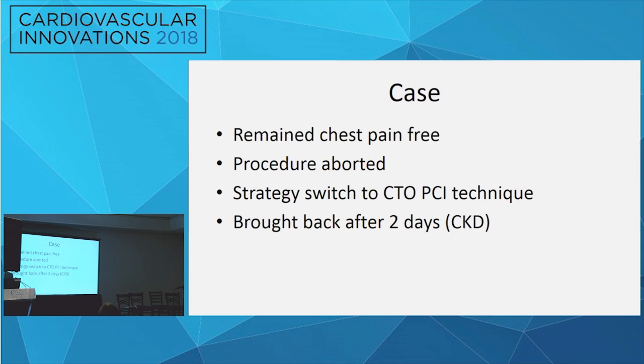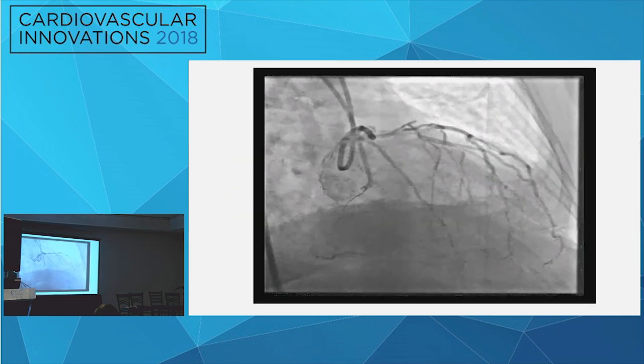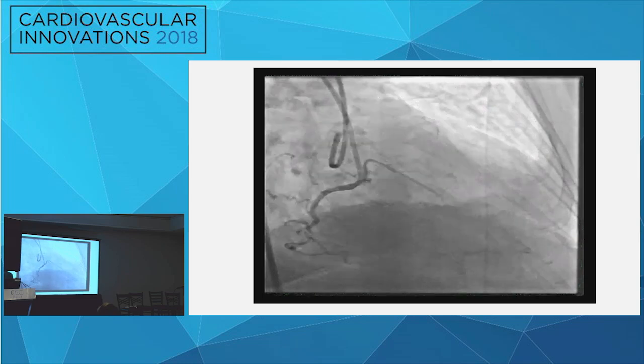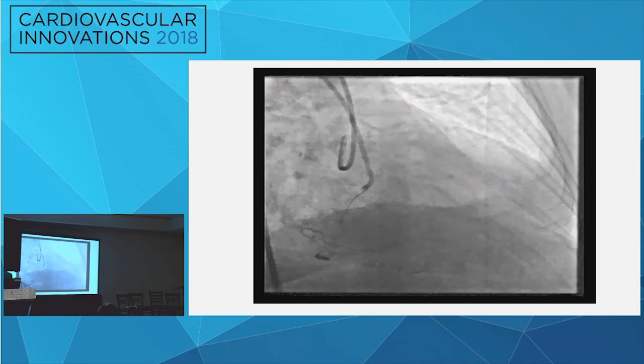We thought that we should bring her back and try to use a CTO PCI technique, given that we had seen collaterals going from the left and filling retrogradely the branches of the right coronary artery. So we brought her back. This is her dual injection, as you can see here. The flow on the right side is a little bit better now.